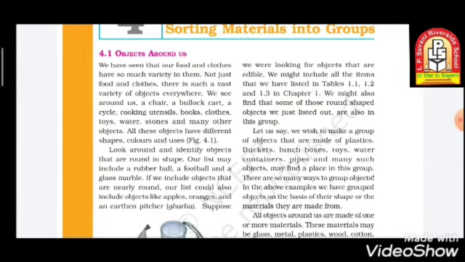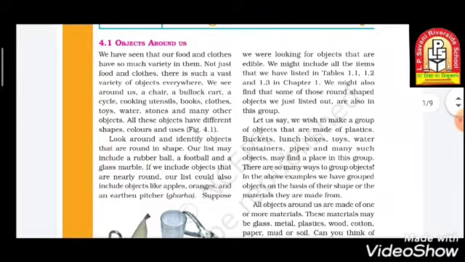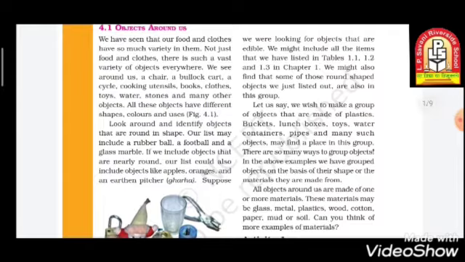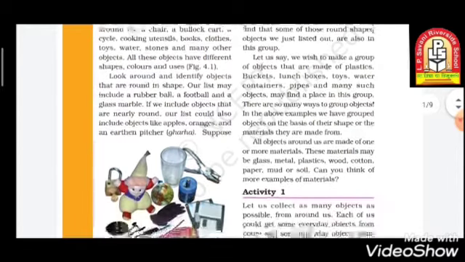So I'm starting with the chapter. We have seen that our food and clothes have so much variety in them. Not just food and clothes, there is such a vast variety in objects everywhere. We see around us chairs, bullock carts, cycles, cooking utensils, books, clothes, toys, water, stone, and many other objects. All these different objects have different shapes, different colors, and different uses. Look around and identify the objects that are round in shape.